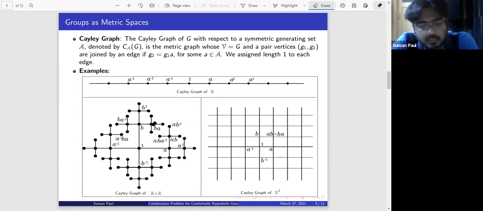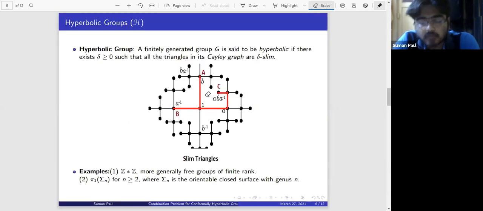So this picture is the Cayley graph of Z star Z, which I will define later. Okay, so this graph is basically a tree because there is no cycle. Now if I go back to this, take 3 points A, B, C, 3 vertices. Now take the triangle.